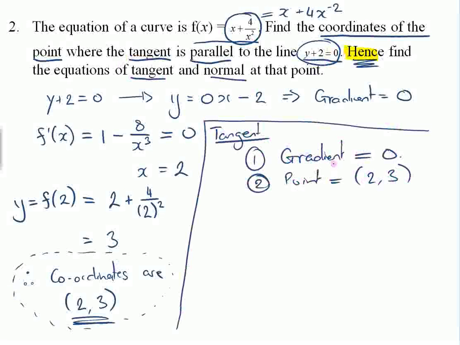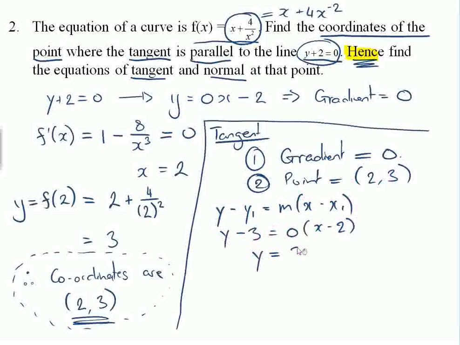Okay, so what have we got? This means we can use our formula y minus y1 is equal to m(x minus x1), and just substitute in our values. So y minus 3, my y1, is equal to 0(x minus 2). This whole side is going to be 0 because of this, so my tangent is y equals 3. What about my normal?